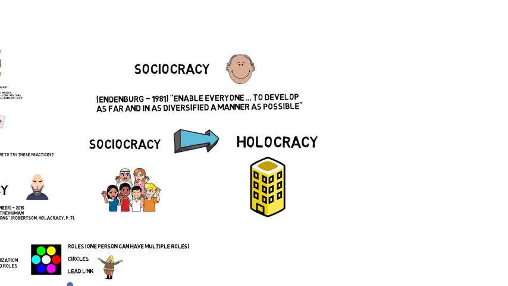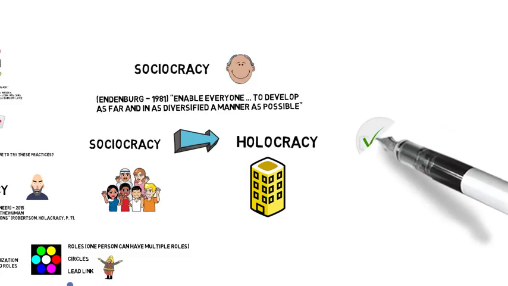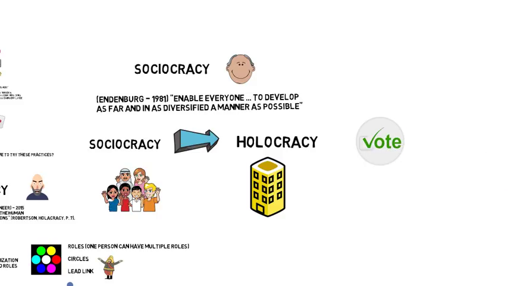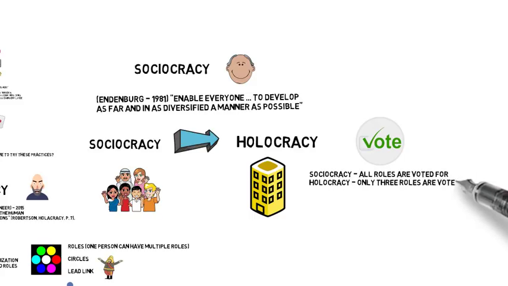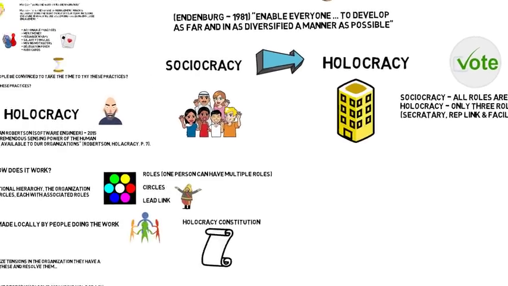Now, another difference is that in Sociocracy, all the roles are elected, so you vote for everything, right? Very democratic way of doing things. On the other hand, in Holacracy, you only vote for 3 of the roles, and there are a number of roles. Only the secretary, the rep link, and the facilitator are elected. Everybody else is not elected, so that's also different.